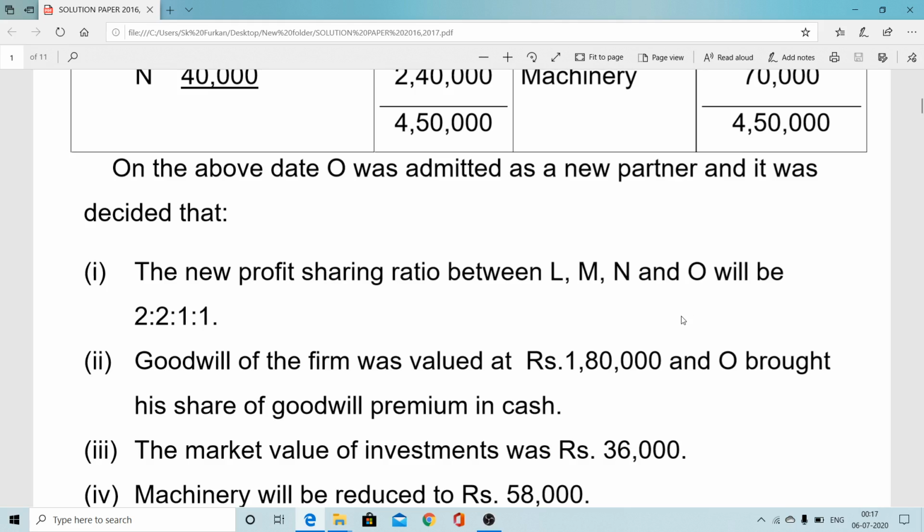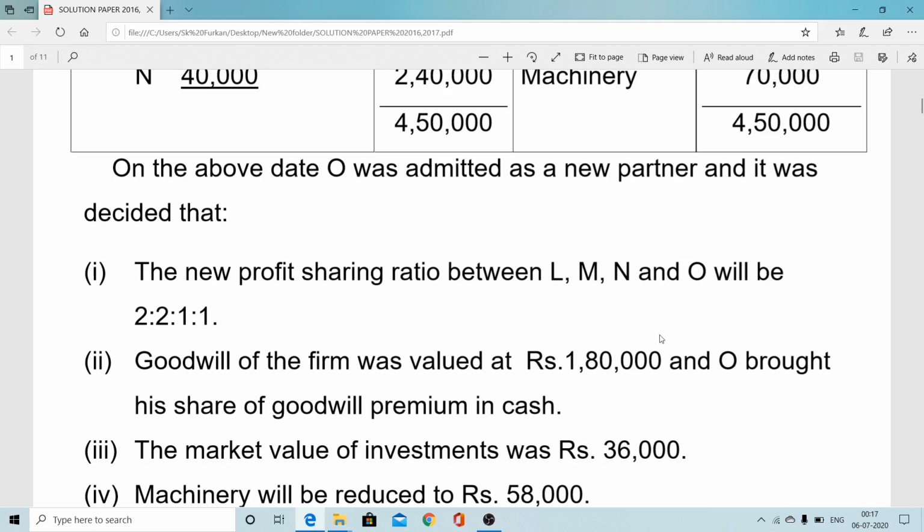In other problems we generally see that when a new partner enters, he acquires 1/3, 1/4, 1/5 type of share, and it is mentioned. But in this question it is not mentioned directly. From here we have to understand that it is the new partner's share in the profit sharing ratio, the last one, that is 1 by 6: 2, 2, 1, 1. So 1 by 6 is his share of profit when he enters.